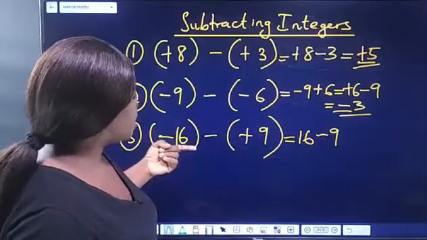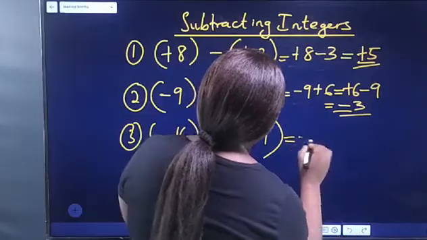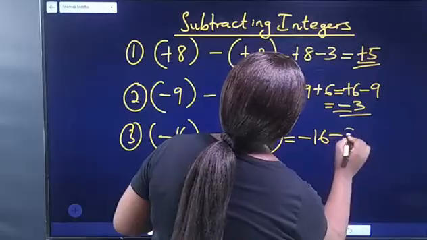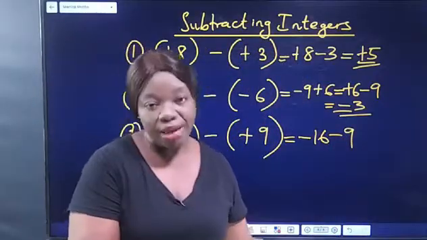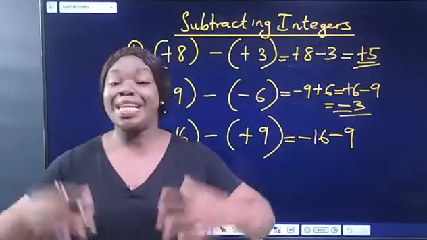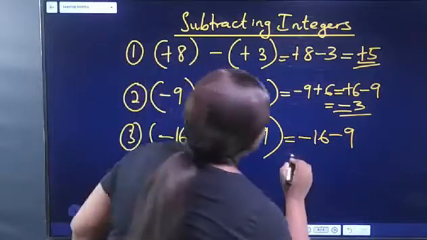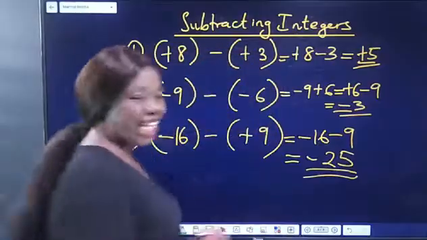Okay? Minus 16 minus plus 9. So that will give you minus 16 that we have here. Then here will be minus 9. Like I said, if plus 16 plus 9 will give you plus 25, then minus 16 minus 9 will give you minus 25. So the answer here is minus 25.